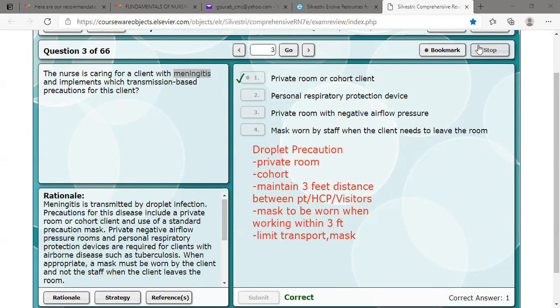Masks are to be worn when working within 3 feet of the patient. Limit the transport. What does it mean? Like your patient in a medicine ward needs to be transported to the radiology department for a chest x-ray. In that case, definitely they should go, but mask the patient if they need to be transported, and try to limit the transport for them.